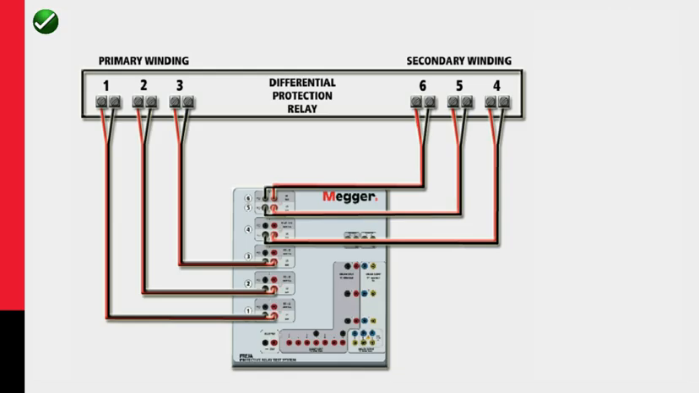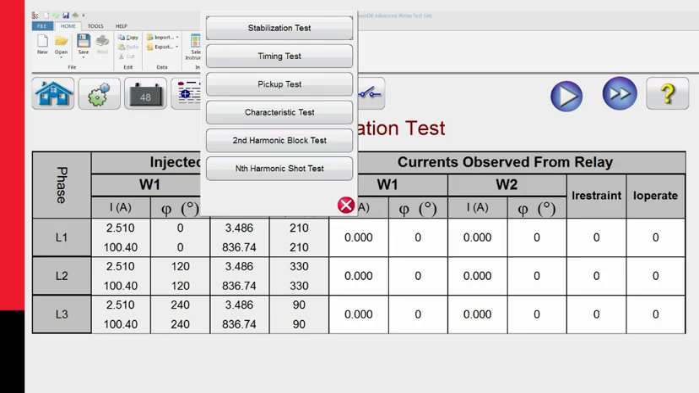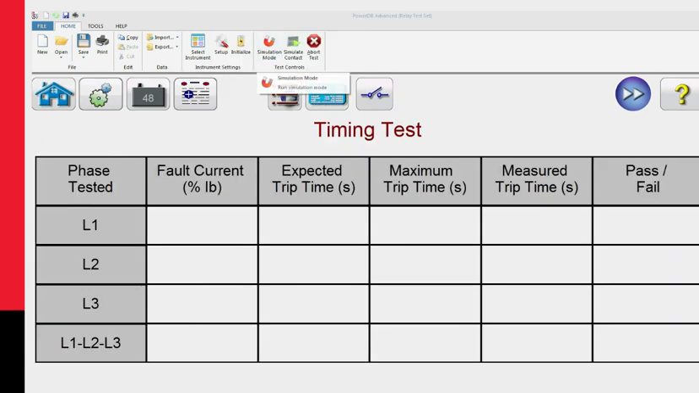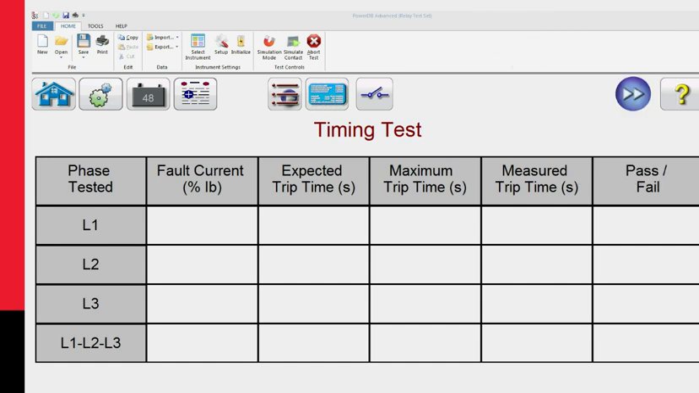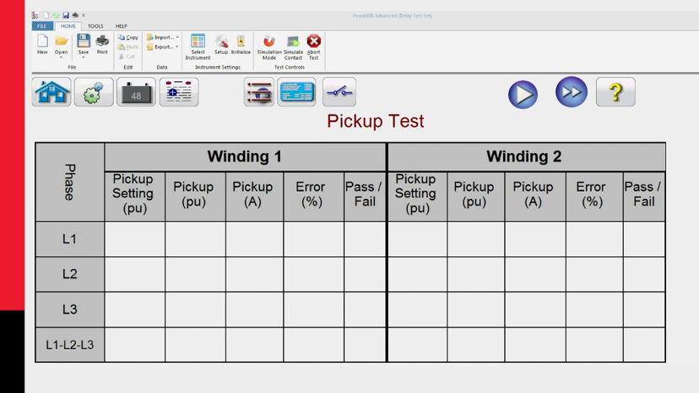It's even going to show us how to connect up the relay primary and secondary windings from the test set we're using. And then it's going to take us over to the test screens. We'll see a list here. We're going to start off with a stabilization test, or the through fault test. We also have a timing test where we can time each phase. If you click on the play button, it's going to say run all remaining tests or run the test we're selecting. To do a pickup test, again, we're going to have the 2 windings, 3 phases, or winding 1 and winding 2, and then we can also do a 3-phase test.